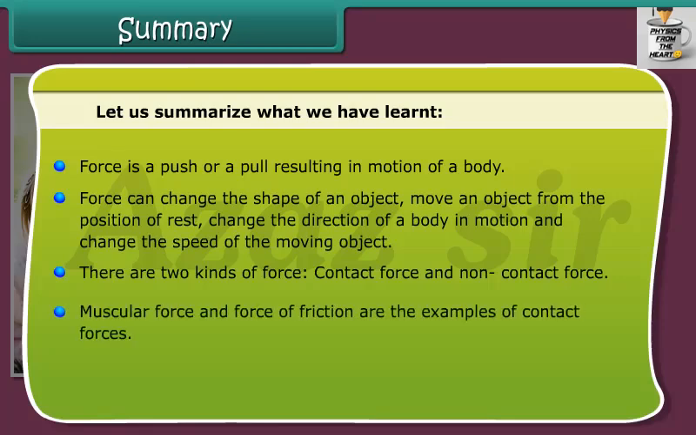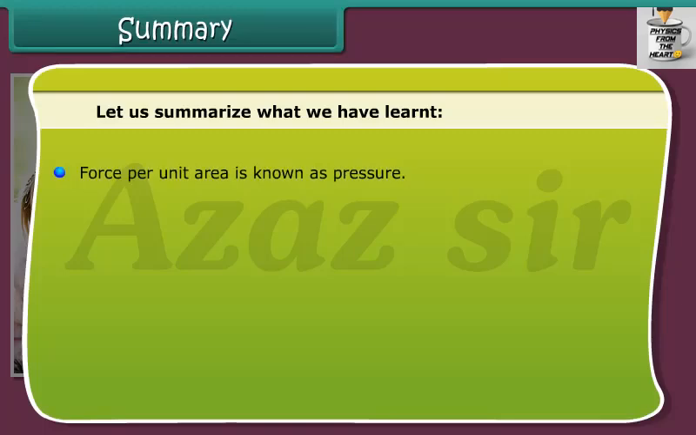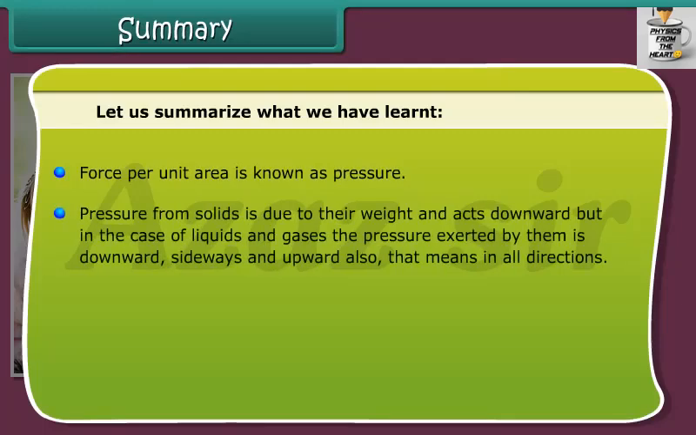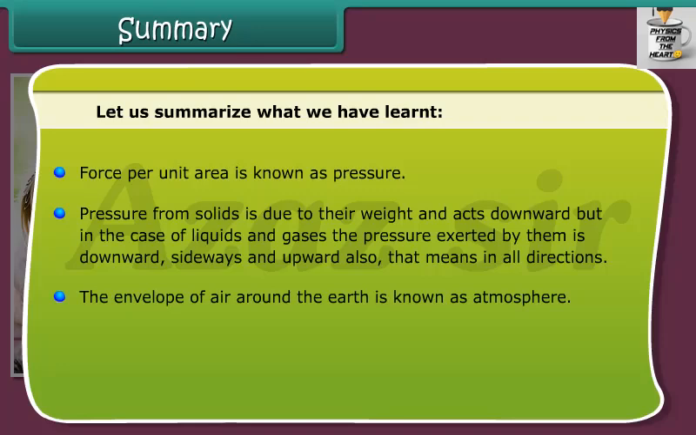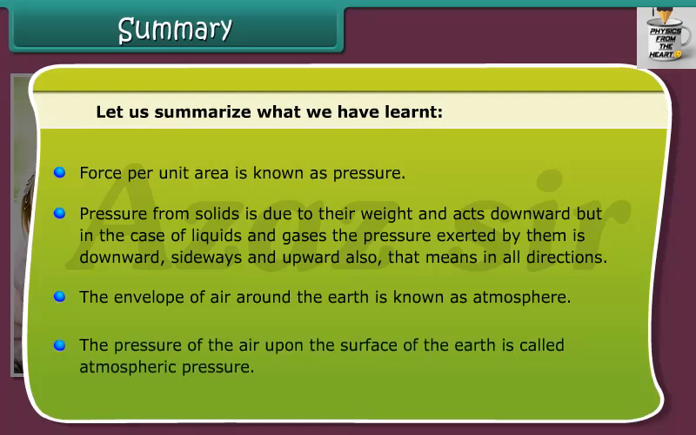Muscular force and force of friction are examples of contact forces. Gravitational force, electrostatic force, and magnetic force are examples of non-contact forces. Force per unit area is known as pressure. Pressure from solids is due to their weight and acts downward, but in the case of liquids and gases, the pressure exerted by them is downward, sideways and upward also, that means in all directions. The envelope of air around the earth is known as the atmosphere. The pressure of the air upon the surface of the earth is called atmospheric pressure.